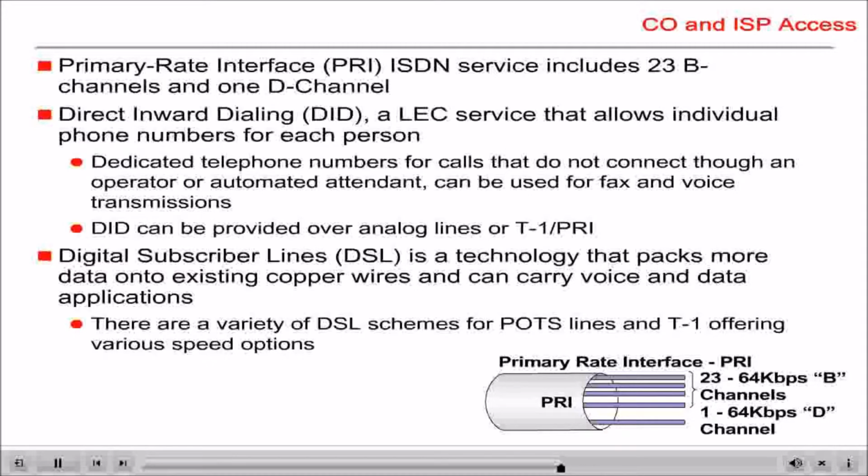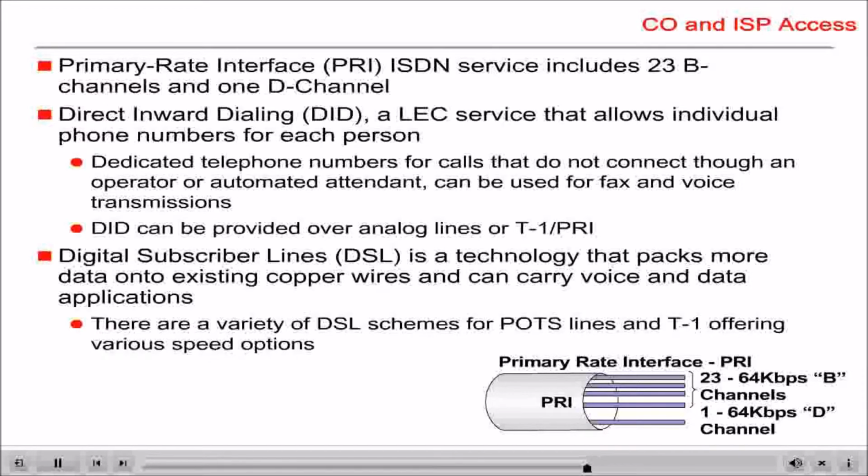Direct Inward Dialing, or DID, is a service of a local exchange carrier, or LEC, and allows an organization to have numerous individual phone numbers for each person or workstation in its PBX system. These are also referred to as dedicated telephone numbers. A DID call does not connect through an operator or automated attendant and can be used for fax machines and voice transmissions. DIDs can be analog lines or provided over a T1 PRI.